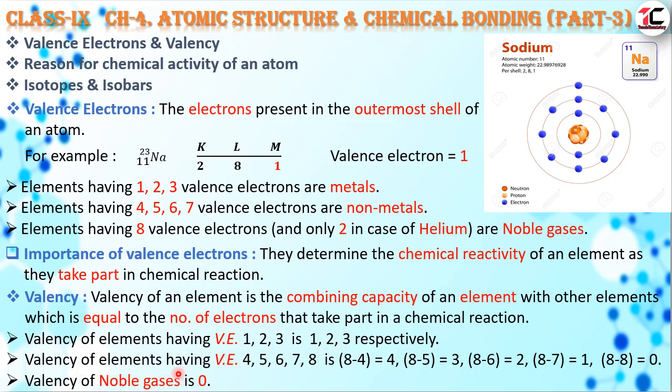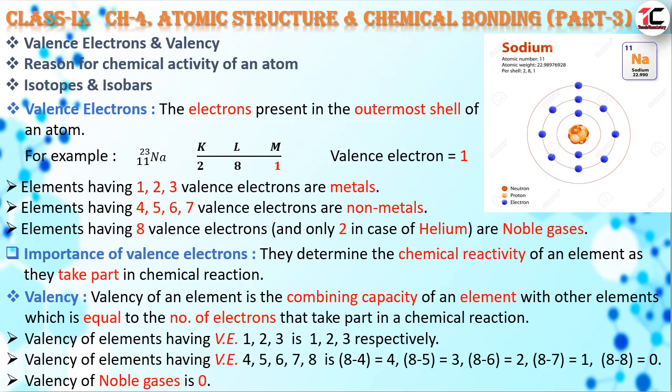Valency of elements having valence electrons 4, 5, 6, 7, 8 is not the same as 4, 5, 6, 7, 8. For 4 it is 8 minus 4. For 5 it is 8 minus 5 and so on. Valency of noble gases is 0.